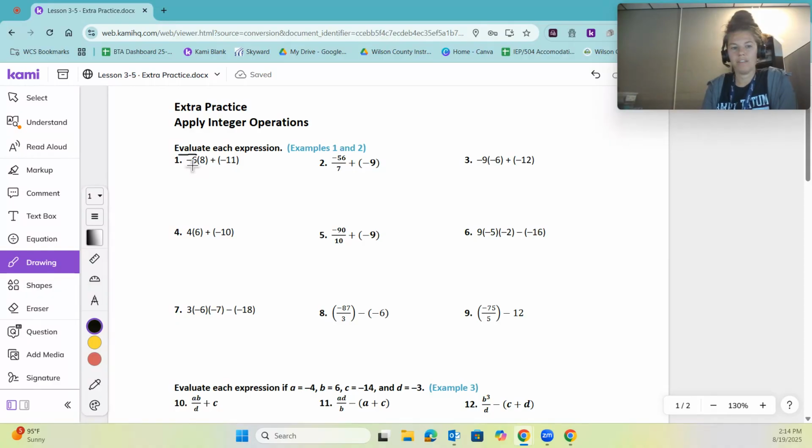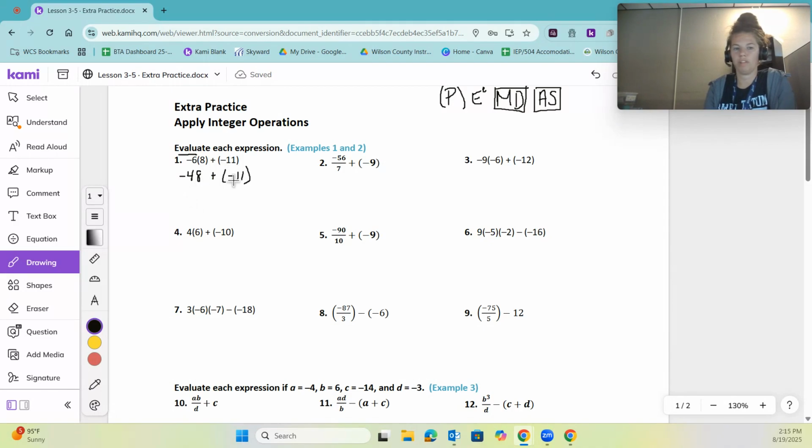Okay, so -6 times 8, and a negative times a positive is a negative. So we have -48 plus -11. Also, remember our order of operations. We do parentheses, then we do exponents, and then multiplication and division happen kind of at the same time, and addition and subtraction happen at the same time, again from left to right, but multiplication and division come before addition and subtraction. So we did -6 times 8 first, which is -48, plus -11.